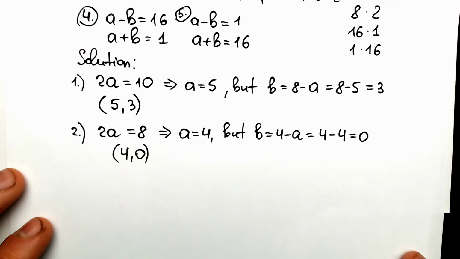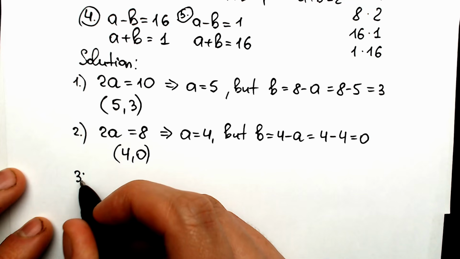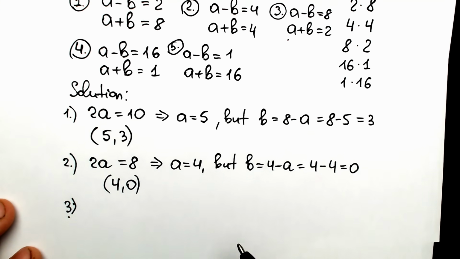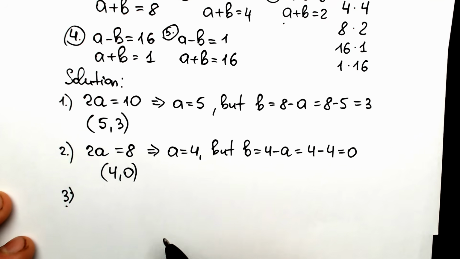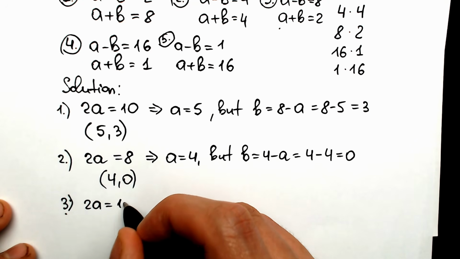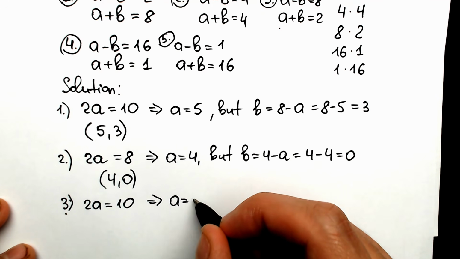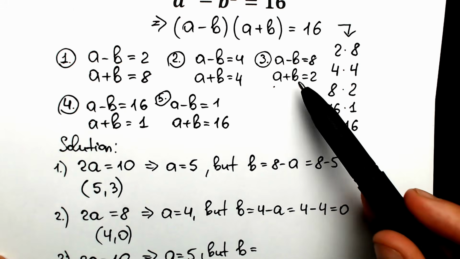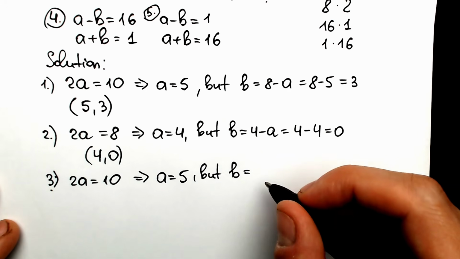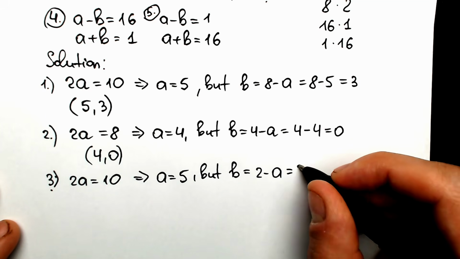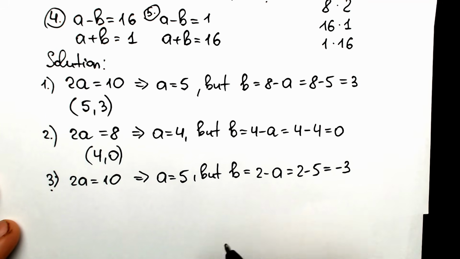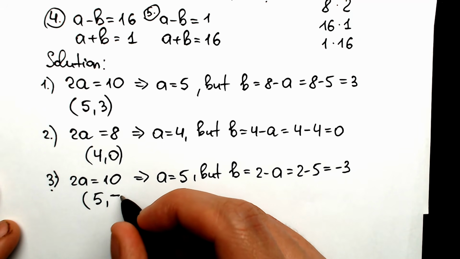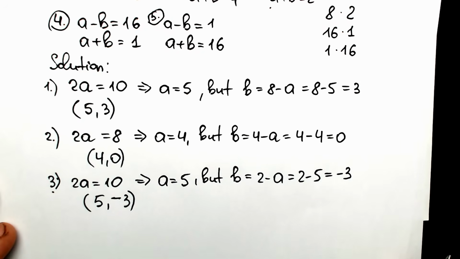Okay, let's go to the third system of equations. We have 2a equal to 10. From here our a is equal to 5, but b is equal to 2 minus a. So 2 minus 5 equal to minus 3. So we have our third pair: 5 and minus 3.